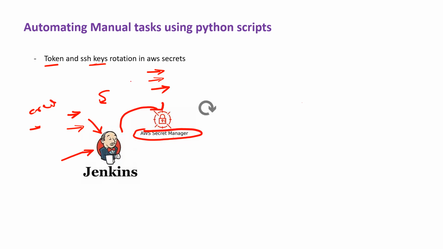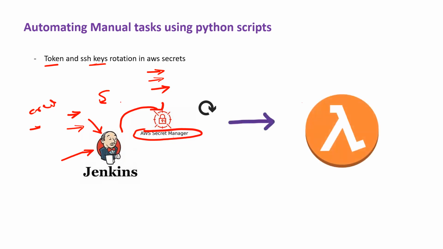So that's where we wanted to rotate these tokens or SSH keys automatically without any human intervention. So that's where we came up with an idea. In AWS Secrets, we have an option where we can trigger a Lambda function periodically, like every 10 days or every 90 days if you want to trigger that. That is possible in AWS Secrets. So we used this option. So periodically, every 90 days, we used to trigger this Lambda function.